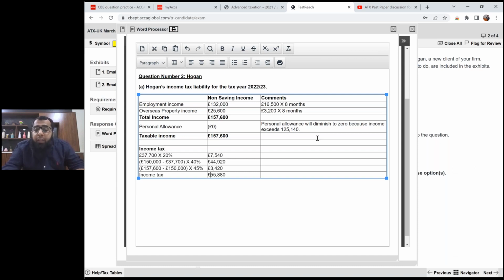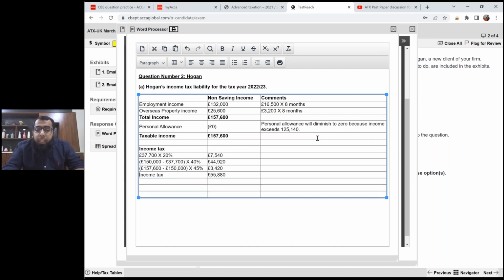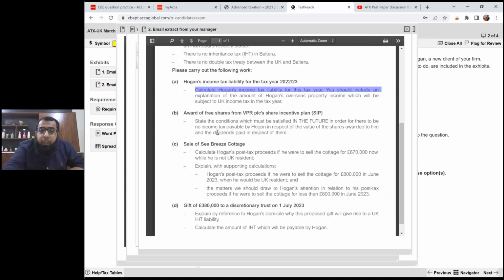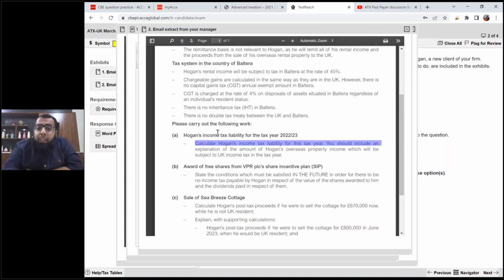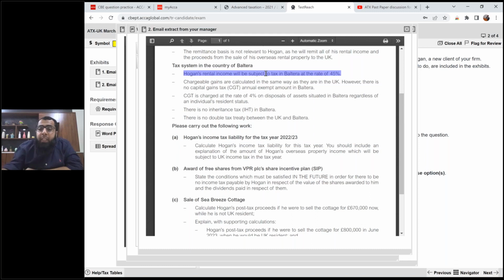Now you need to think about one thing, which is double taxation relief. Can anyone tell me why we are thinking about double taxation relief? See, here it was written that Hogan's rental income will be subject to tax at the rate of 45%. So this shows that there is some overseas tax.